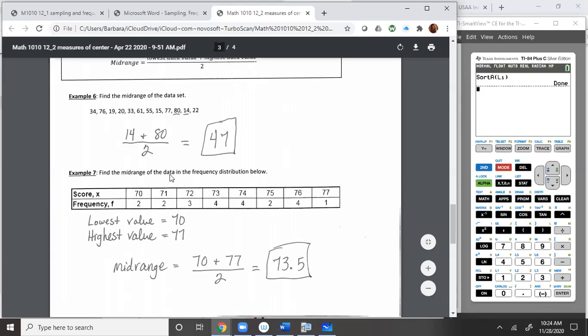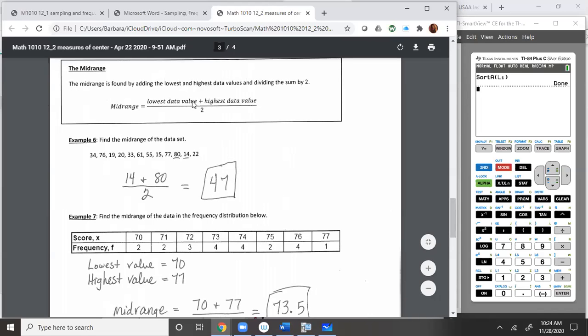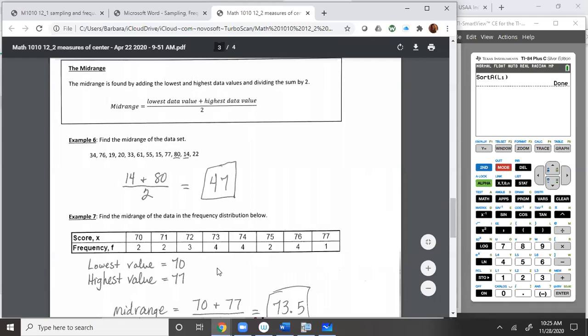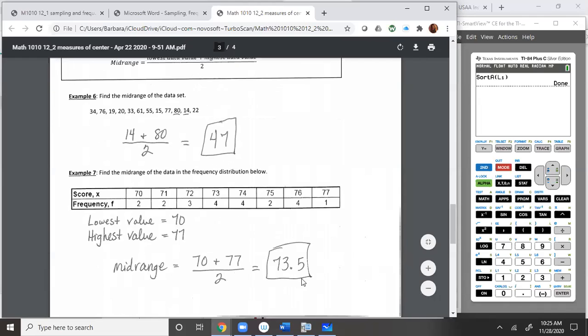Find the mid-range of the data in the frequency distribution below. All right, so we have scores from 70 to 77. And in our formula, we need the lowest score, which is 70, and the highest score, which is 77. And we're going to add those two numbers up and then divide by 2, and we get 73.5.